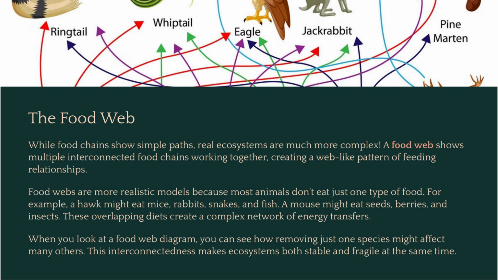But in real life, it's a little more complicated. Most organisms eat more than one thing. A fox might eat a rabbit, but it might also eat a mouse or a bird. To show all these connections, we use a food web. A food web is a network of interconnected food chains, and it gives us a much more realistic picture of how energy flows through an ecosystem.